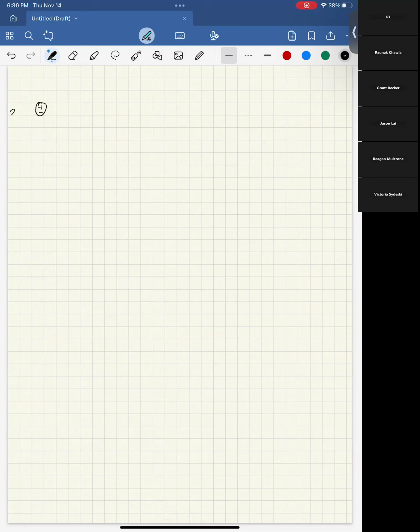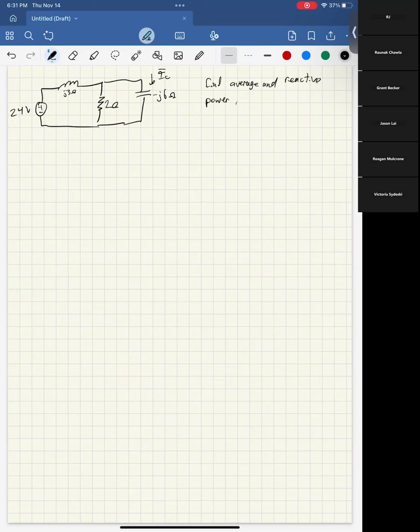You might have a question like this, where we have some power source. Everything is in the frequency domain already. And this is 6 ohms. And it says find average and reactive power for the inductor.